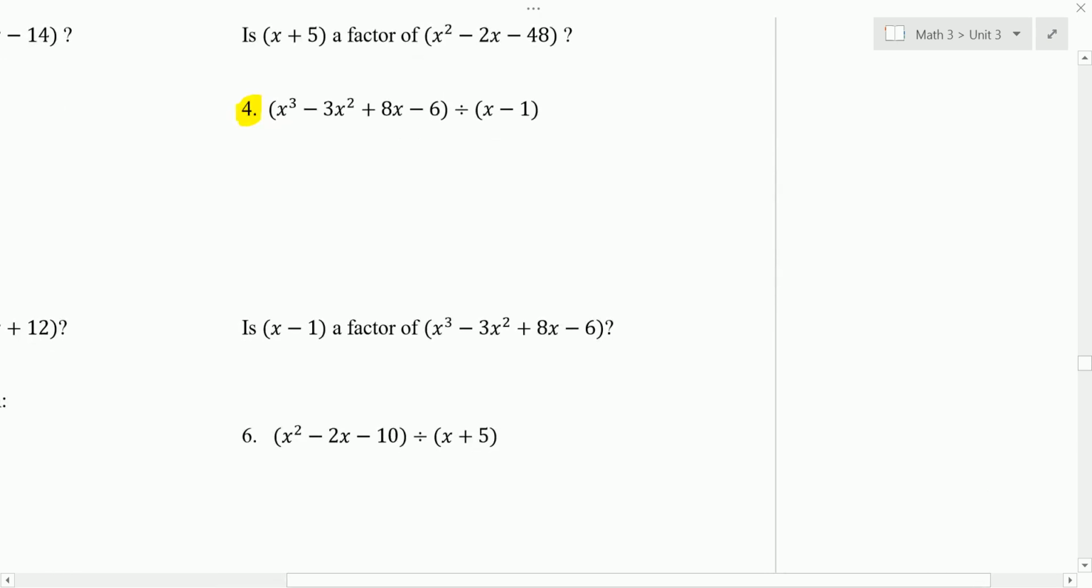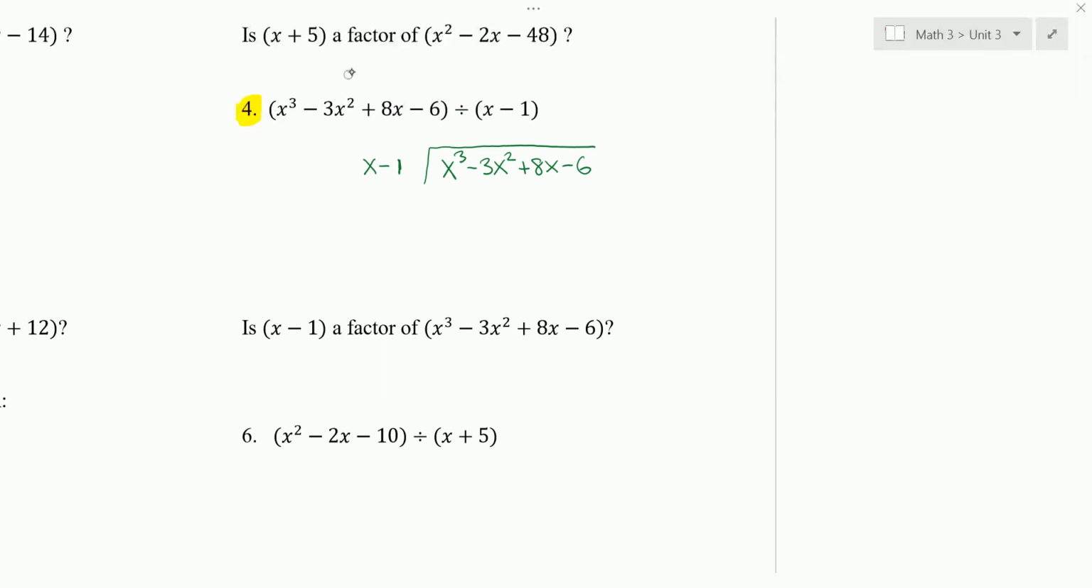When you do any kind of division, you want to make sure there are no missing powers in your dividend. And so we have an x cubed, x squared, x, -6, nothing's missing, so then we're ready to work through this. So we want the x cubed minus 3x squared plus 8x minus 6 underneath that division sign. We want the x minus 1 to be out here.